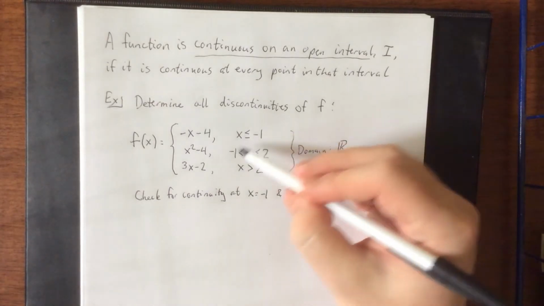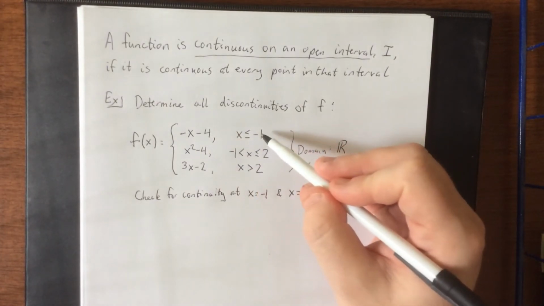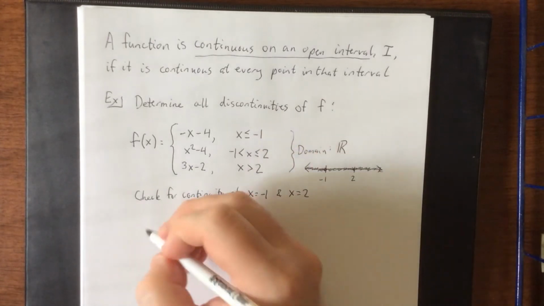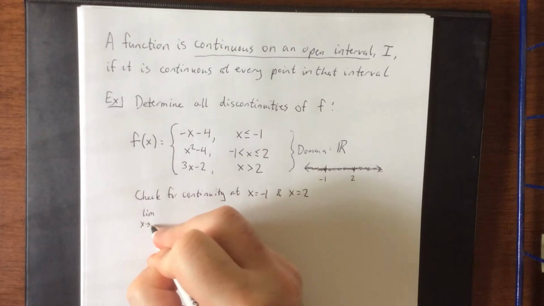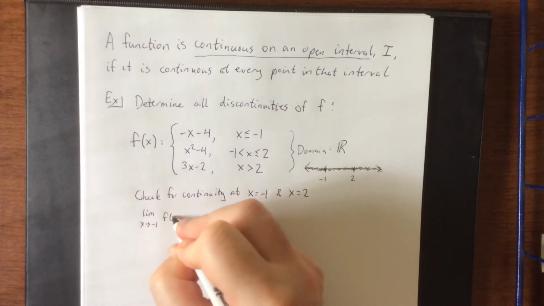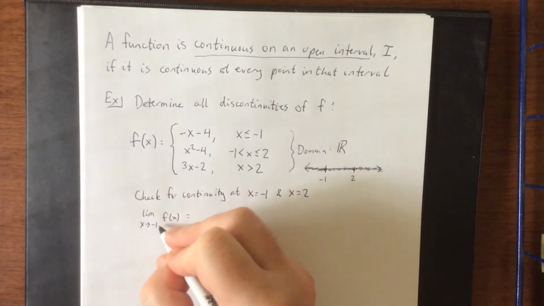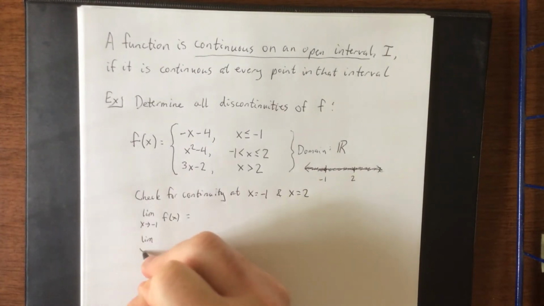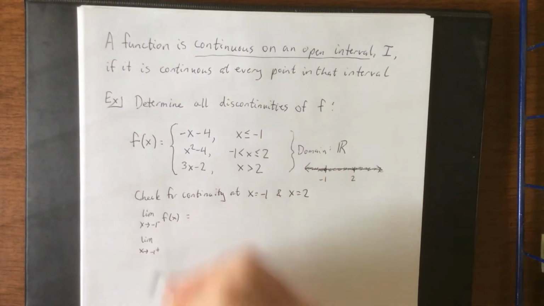Specifically, because there are breaks there in the definition of the function, what we're going to do is compare a left-hand limit with a right-hand limit. So the limit as x approaches negative 1 of f of x, we're going to check to see whether or not that matches from the left and from the right. So from the left up here and from the right down here.